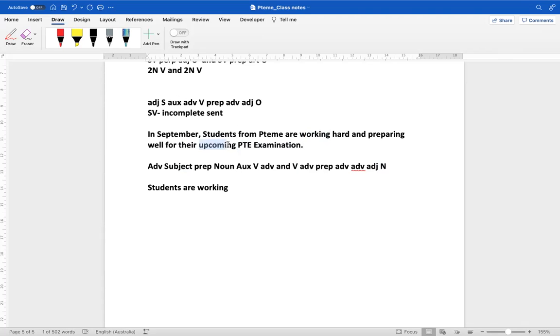So here, if you think, is it existing by itself? No. Upcoming is describing PT examination. Upcoming PT examination is not upcoming by itself. Here, upcoming is describing someone. Who is it describing? PT examination. So if you see working or working hard, this working is not dependent on any other words. It is existing by itself. Always verbs and nouns exist by themselves. They do not support anyone. Only someone will support subjects and verbs.